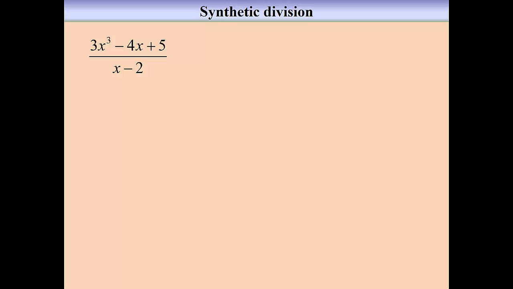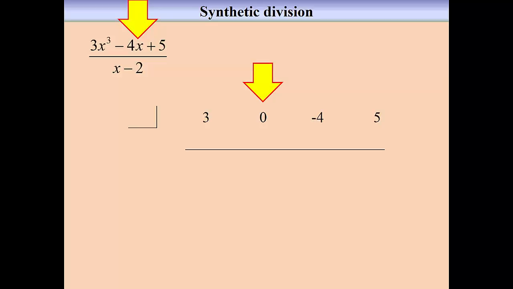Here's another one. Let me show you some of the other nuances of the technique. Here we're going to have in the top 3x cubed minus 4x plus 5. Notice that it goes from 3x cubed to 4x to the 1, and there is not an x squared. When we write down the coefficients, we have to have a coefficient for every term. If the term is missing, it gets a coefficient of 0. So the other thing is, if it says x minus 2 on bottom, we use a positive 2 out front.